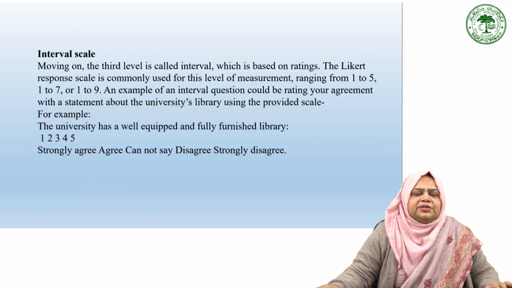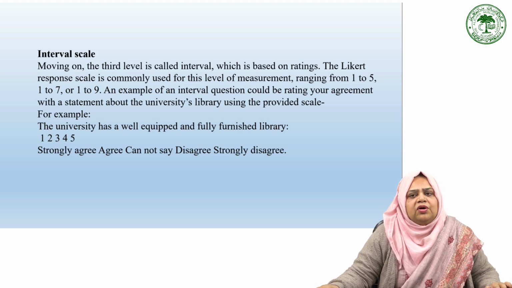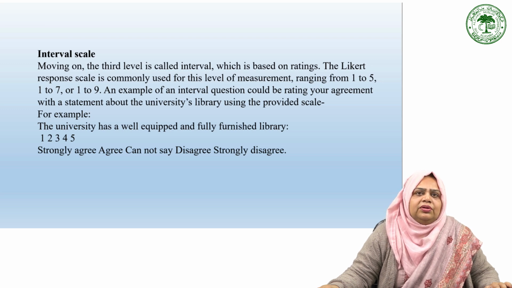The third level of measurement scale that we are using in survey is the interval scale of measurement, which involves rating choices. The Likert response scale is commonly used for this type of questions where respondents rate options on a scale of 1 to 5 or 1 to 7 or 1 to 9. For example, they might be asked to rate how much they agree with a statement about a university's library. The numbers assigned to each rating would indicate the level of agreement or disagreement, allowing researchers to analyze the data and draw conclusions.